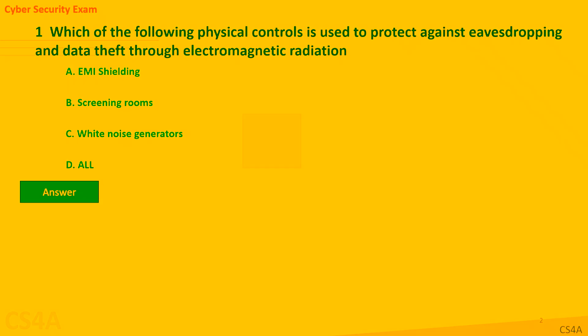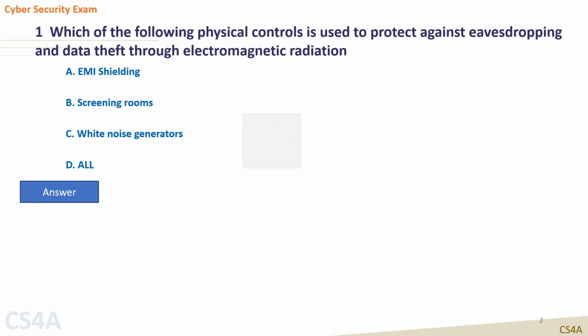Here the question is, which of the following physical controls is used to protect against eavesdropping and data theft through electromagnetic radiation? The options are EMI shield, screen roaming, white noise generator and so on. Here the correct answer is A. EMI shielding is used to protect against eavesdropping and data theft.